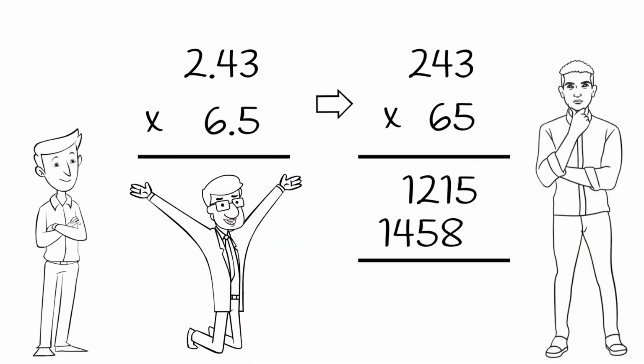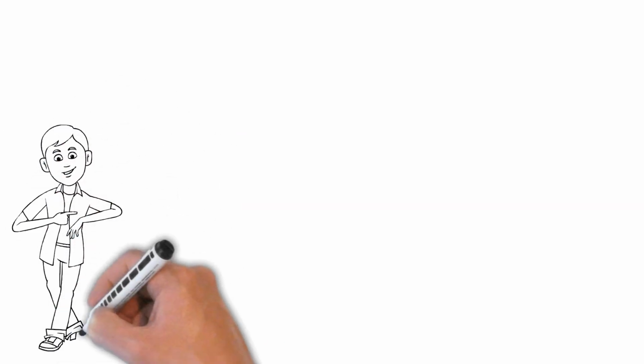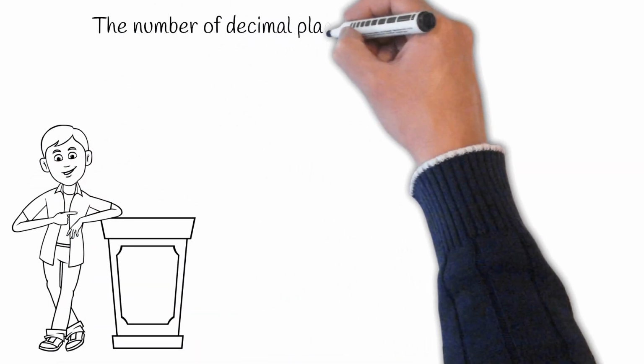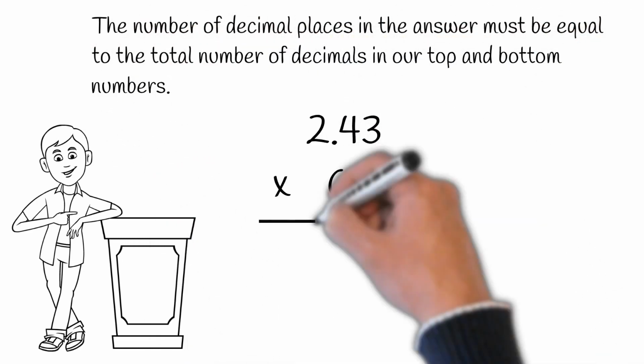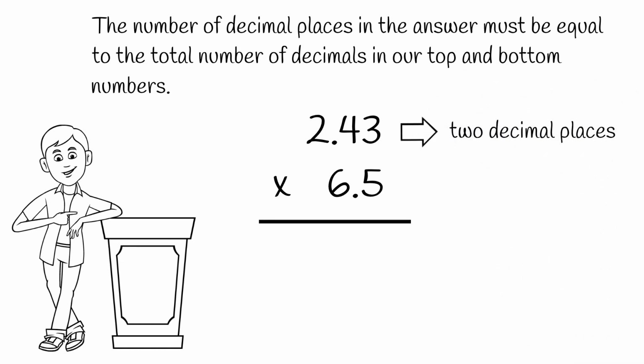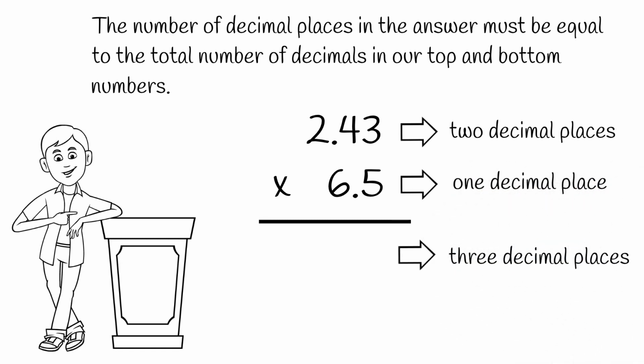You just follow the procedure we learned in multi-digit multiplication and you get the answer 15,795. But that's the answer to 243 times 65, not 2.43 times 6.5. So it's time to stop pretending. To get the correct answer for the decimal problem, here's what we need to remember. The number of decimal places in the answer must be equal to the total number of decimals in our top and bottom numbers. Since the top number has 2 decimal places and the bottom number has 1 decimal place, in other words, our answer will have 3 decimal places. So, the answer for the problem, 2.43 times 6.5, is 15.795.